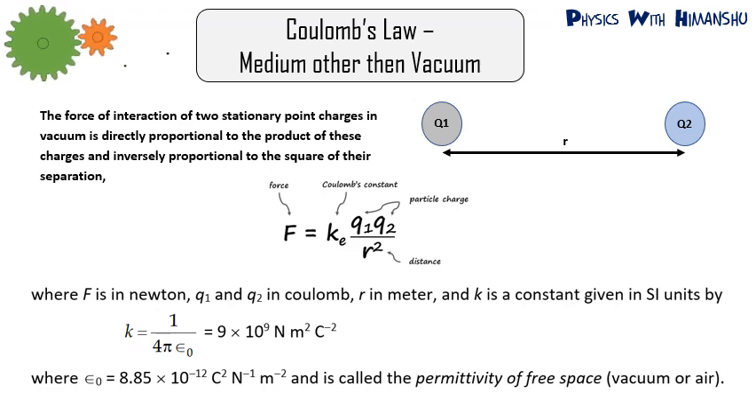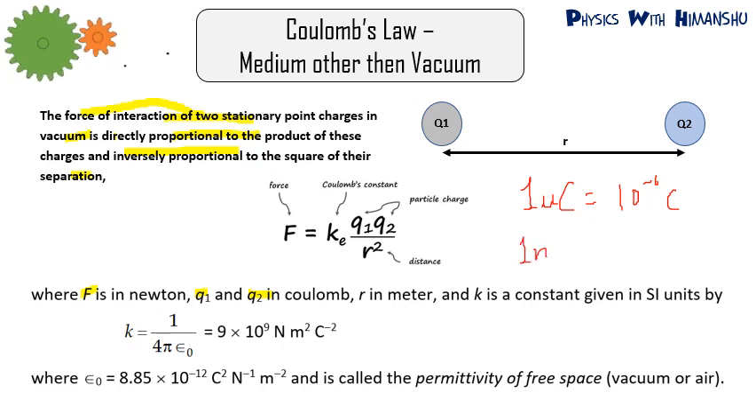So the force of interaction between two stationary charges in vacuum is directly proportional to the product of charges and inversely proportional to the square of separation. So the force between Q1 and Q2 will be K Q1 Q2 by R square, where F is in Newton, Q1 and Q2 are in Coulomb. Always remember that 1 microcoulomb is basically 10 raised to power minus 6 coulomb, and 1 nanocoulomb is 10 raised to power minus 9 coulomb.